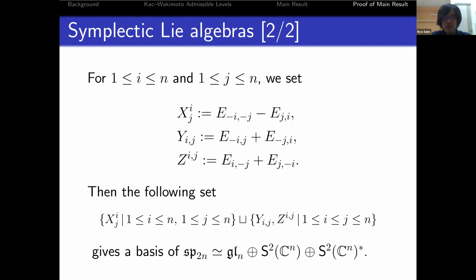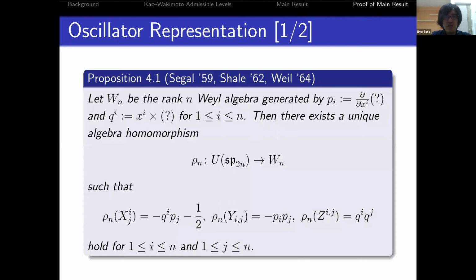If we use this nice basis of the symplectic Lie algebra, then we get the corresponding differential operator realization of the symplectic Lie algebra. This construction is known as the oscillator representation, or Weil representation, or Segal-Shale-Weil representation, or maybe metaplectic representation. Let Wn be the rank n Weil algebra generated by the differential operators Pi and the multiplication operators Qi. Here i runs through 1 to n. Then there exists a unique algebra homomorphism from the symplectic Lie algebra into the Weil algebra, like this.